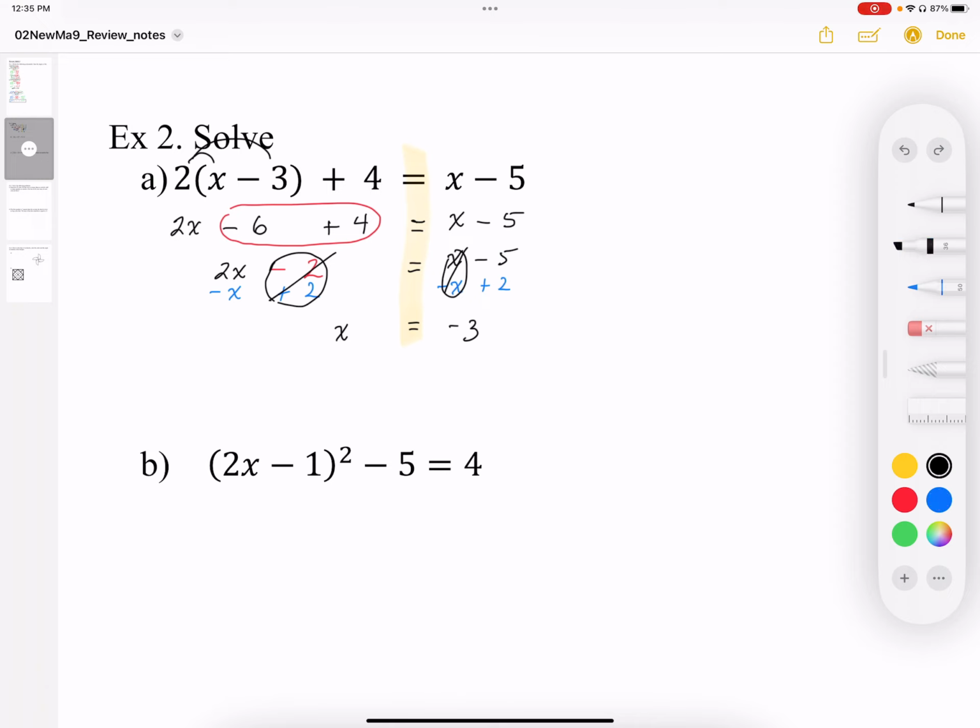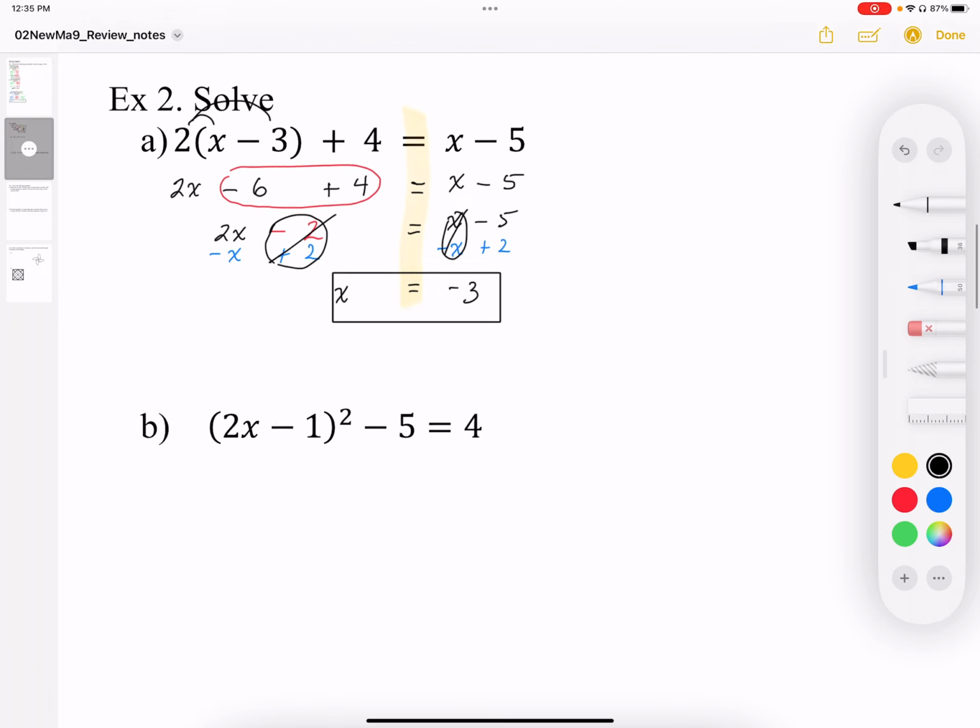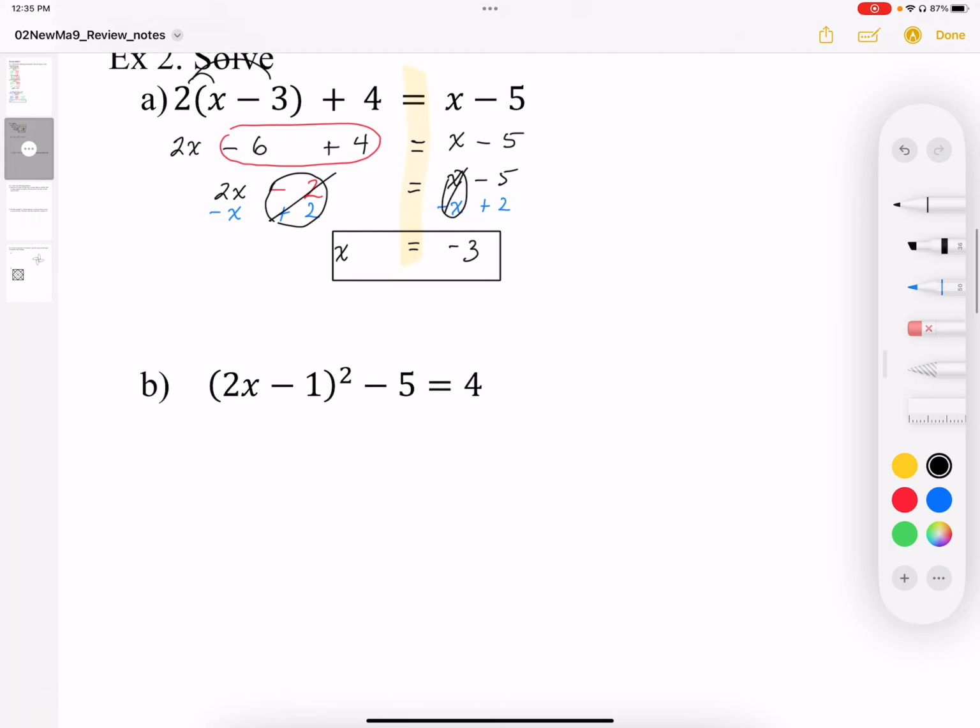And that then leaves me with x by itself, which means I've solved the equation. So there's my answer, x equals negative 3. So again, balance and undoing calculations is how we solve equations.